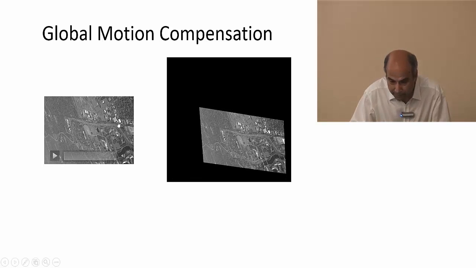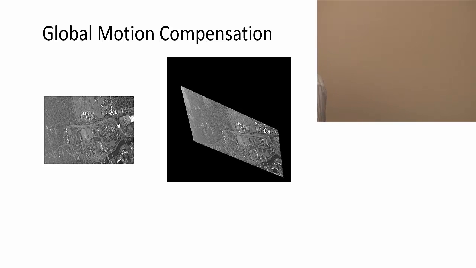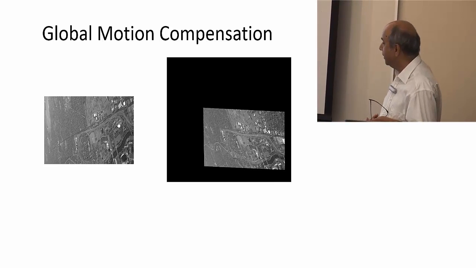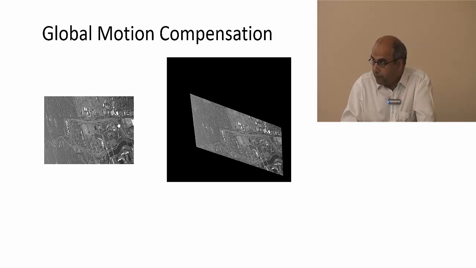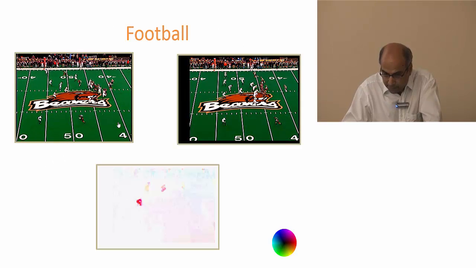What happens when we play? See, it's showing how it's warping. These images are changing, but it's keeping the global motion constant. So that's that, and let's look at another example here.